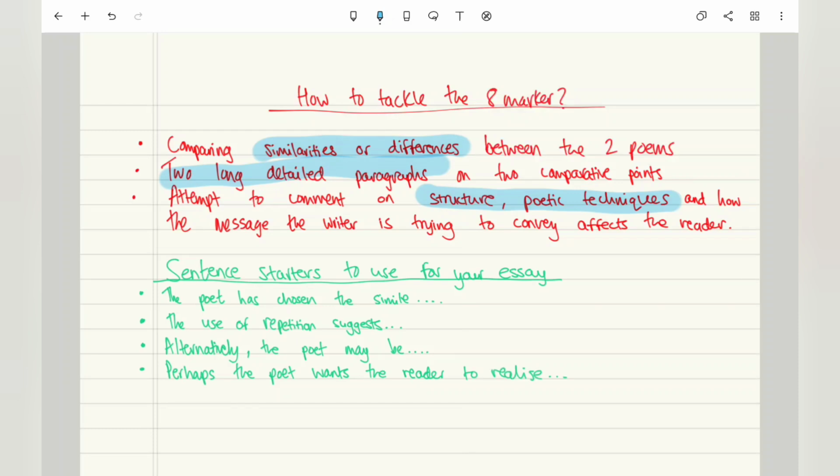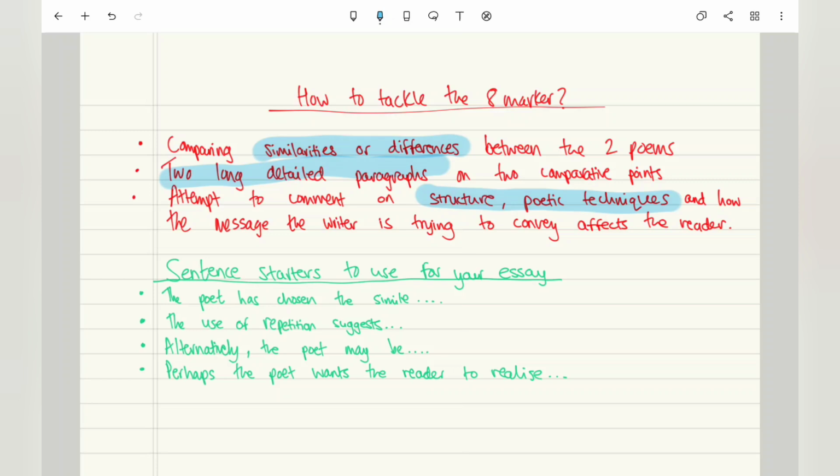And some sentence starters for you to use in your essay. These include the following. The poet has chosen the simile... The use of repetition suggests... Alternatively, the poet may be... And perhaps the poet wants the reader to realize... So obviously you'll fill in the gaps after.